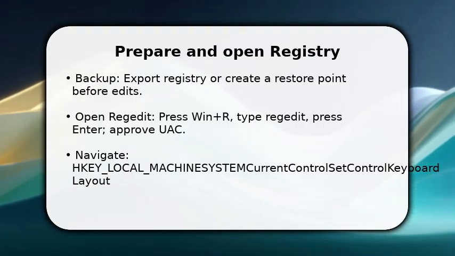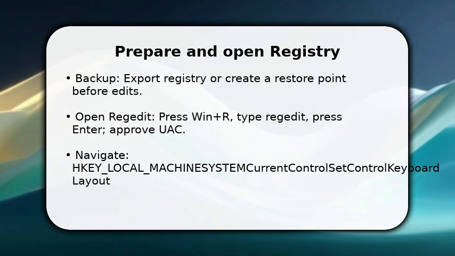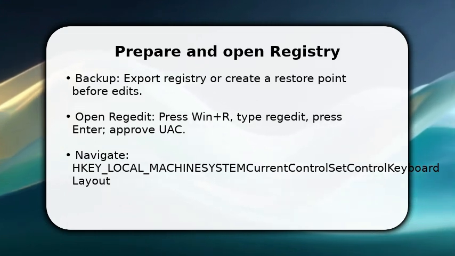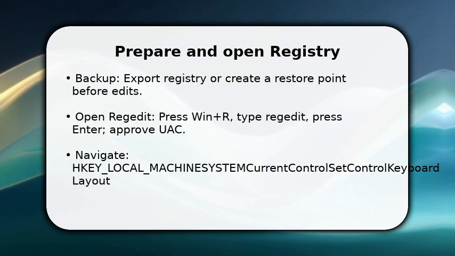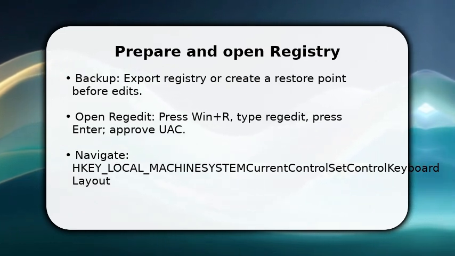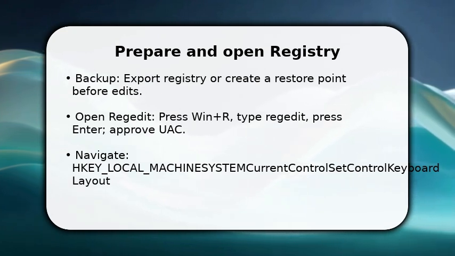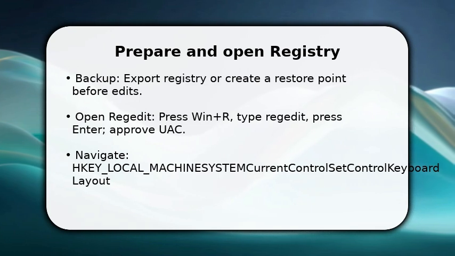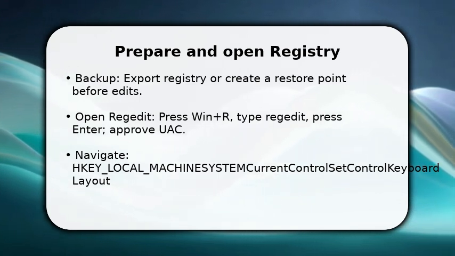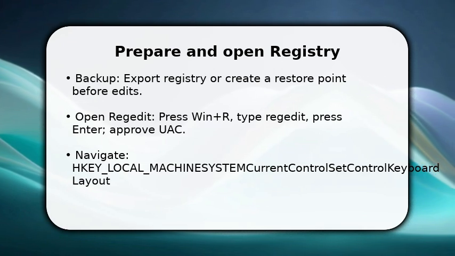You begin by protecting your system. Create a restore point or export the registry key you will change. Once done, open Regedit. Now, type Regedit in Run, and accept the UAC prompt. Make sure you are at HKEY_LOCAL_MACHINE\SYSTEM\CurrentControlSet\Control\Keyboard Layout, that exact path.